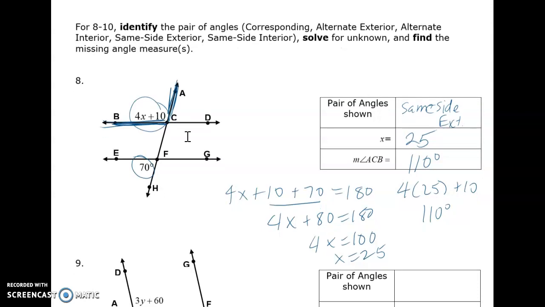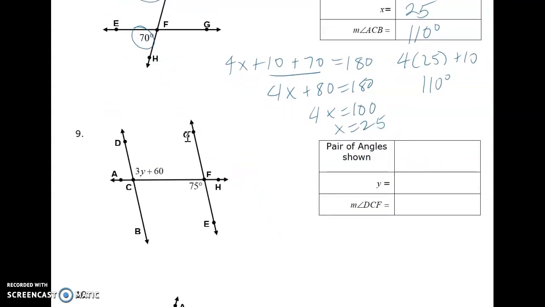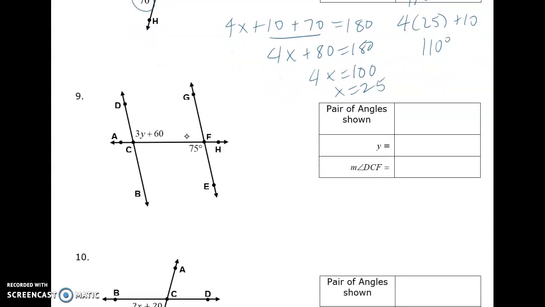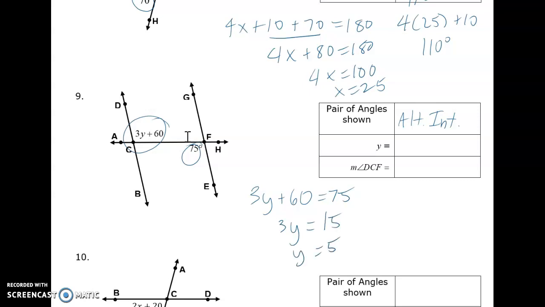Okay. All right, for question 9, we have an angle here that's 3y plus 60, an angle there that's 75 degrees. These are on the interior, but these are alternate. So we would say these are alternate interior. Okay? And since we have parallel lines, these alternate interior angles are congruent. So I can set these two equal to each other. 3y plus 60 equals 75. Subtract 60 from both sides. 3y is equal to 15. Divide by 3. Y equals 5.